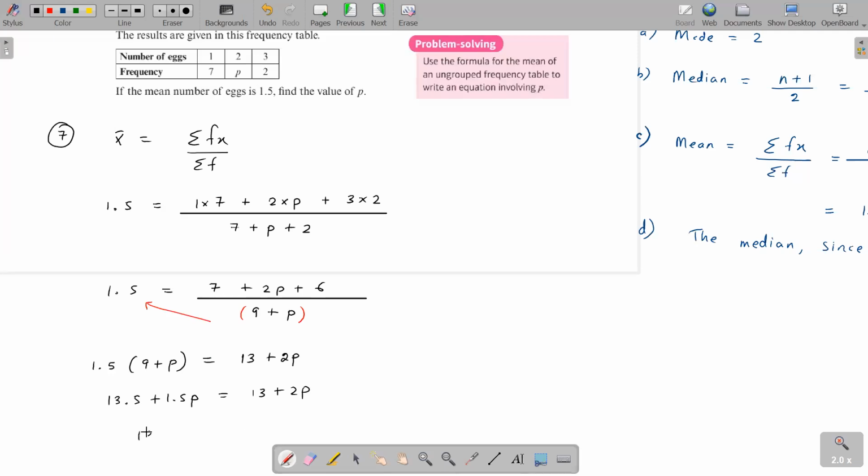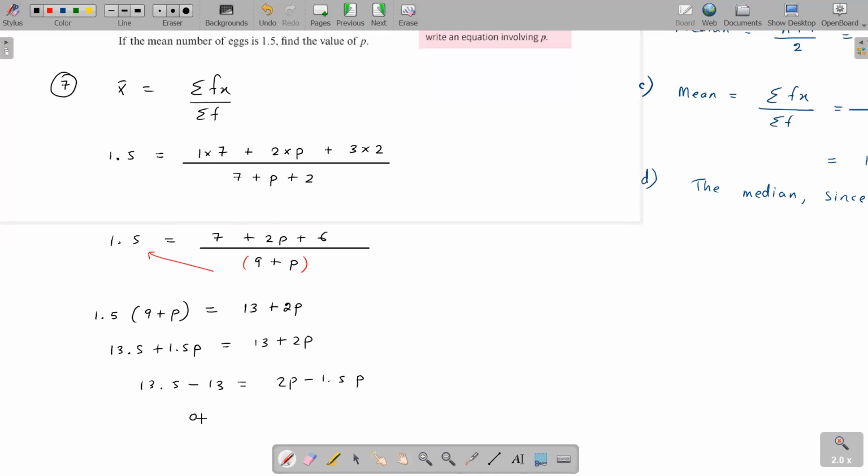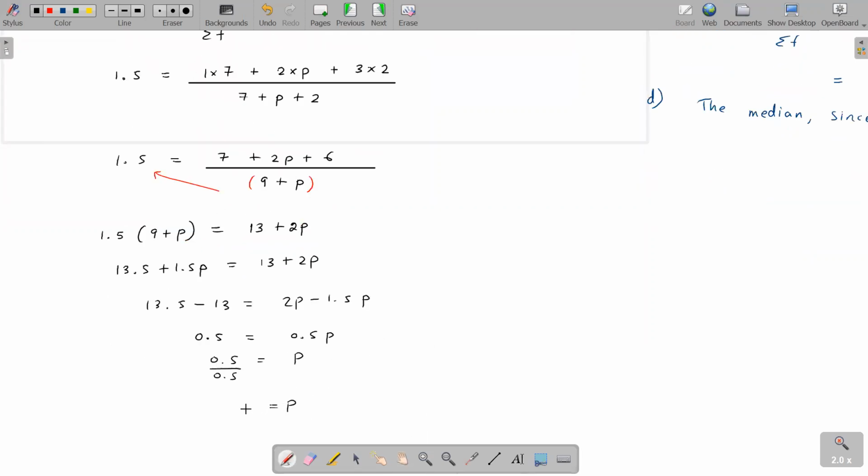So here I get 13.5 minus 13 equals 2p minus 1.5p. 13.5 minus 13 is 0.5. 2p minus 1.5p is 0.5. So I get p equals 0.5 divided by 0.5, isn't it? Which is p equals 1. So p equals 1.